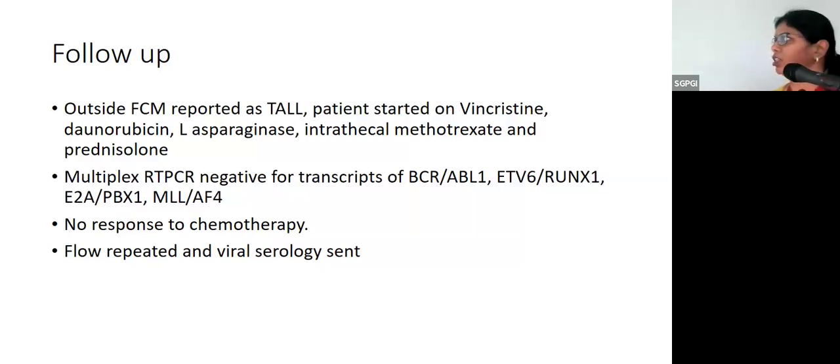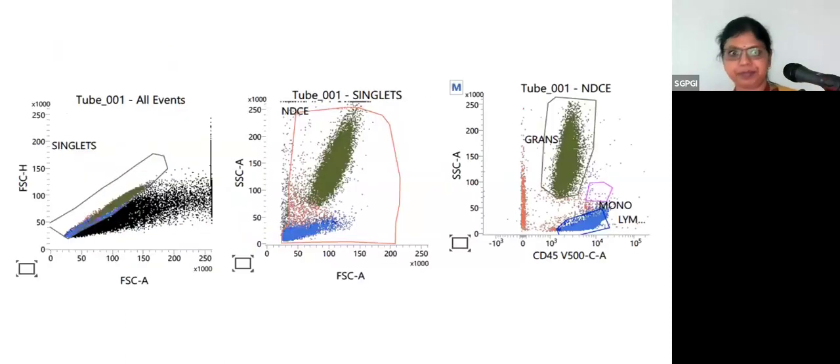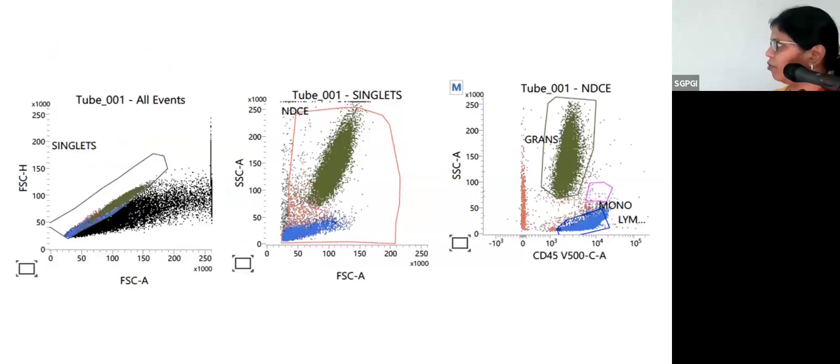So the clinicians requested us to repeat the flow at our site, and a viral serology was sent this time. So these are the flow plots. And you can see here, this is the population. It is brighter for CD45, but there is some heterogeneity we can see.